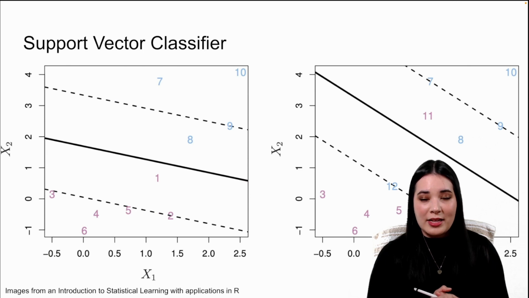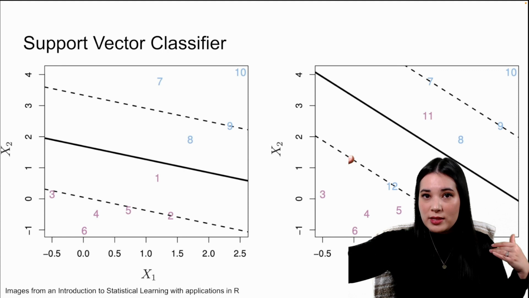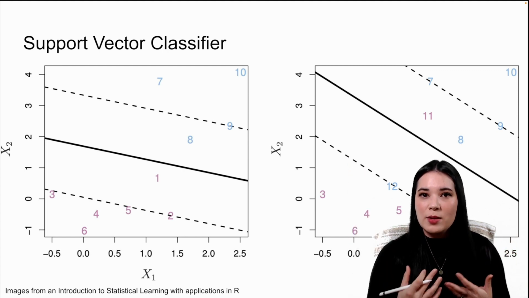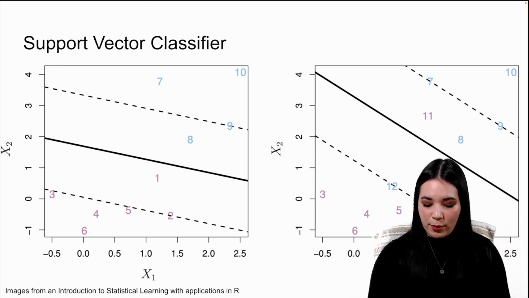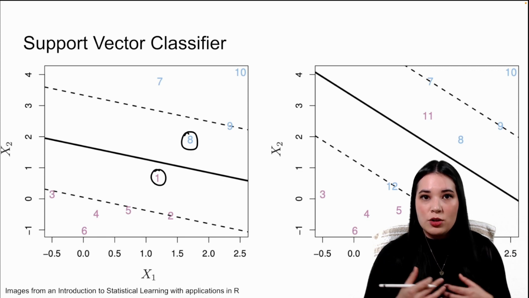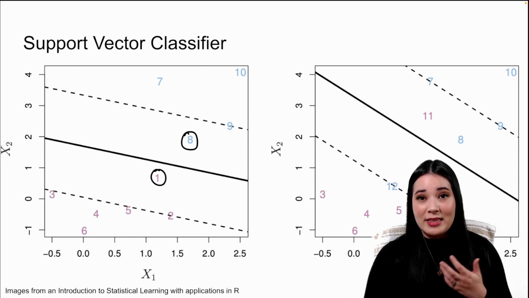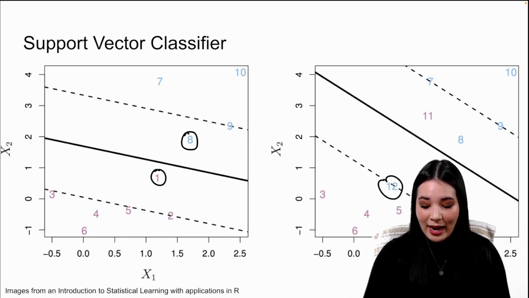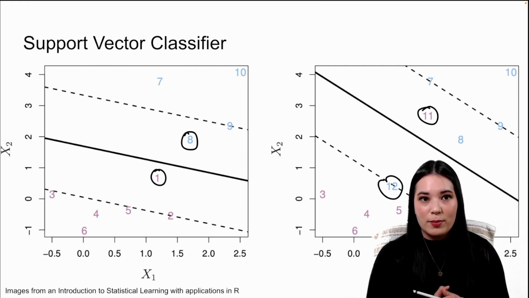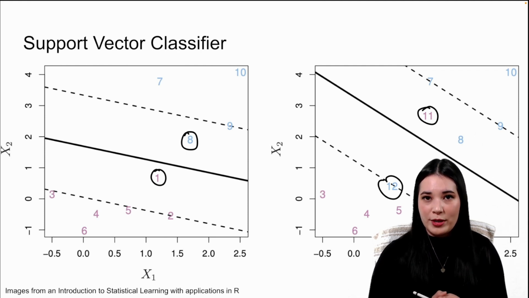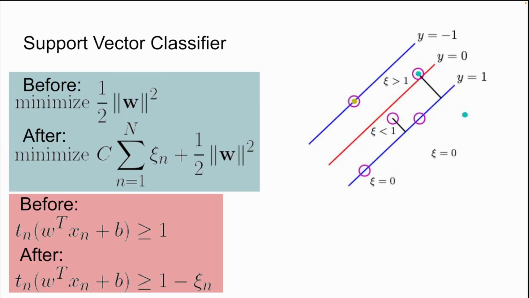The support vector classifier relaxes that constraint. Previously, the data points had to be on or outside of the margins. Instead, support vector classifiers allow data points like this 8 and this 1 to actually be inside the margin. In fact, data points can not only be inside the margin, they could be on the entirely incorrect side of the hyperplane. By relaxing this constraint, support vector classifiers allow us to use a hyperplane to classify data that is not linearly separable.